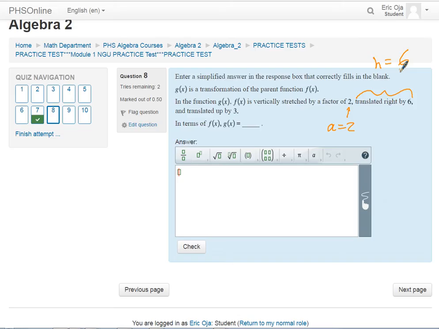What does it mean if we're translating up by 3? Which parameter is that? k. Good. So k equals, up is positive, right? So k equals 3. And we're just filling in the blank here for a times f of x minus h plus k, right? So we're going to plug in positive 2 times f of x minus 2. What if, 6, sorry, not 2.